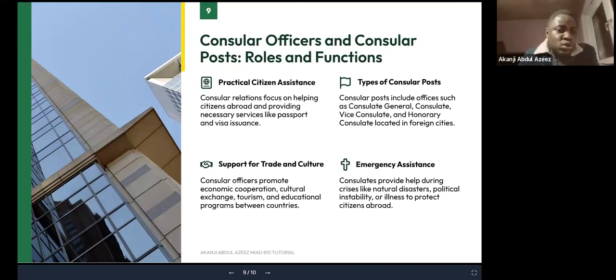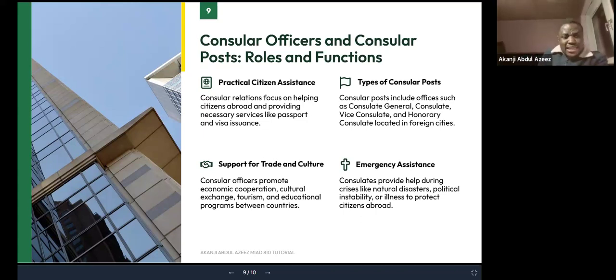So consular relation focuses on helping citizens abroad and providing necessary services like passport and visa issuance. Listen, their own focus is just on the needs of the citizens in the country they serve. Like the Nigerian consular in the UK, they are going to focus on the needs of Nigerians in the UK, like doing your Nigerian passport, Nigerian NIN, the visa, and the likes.